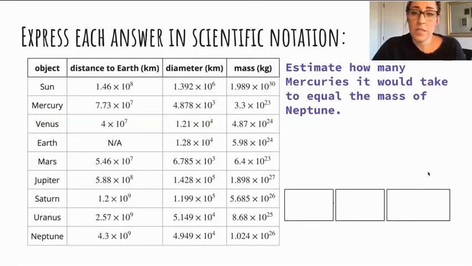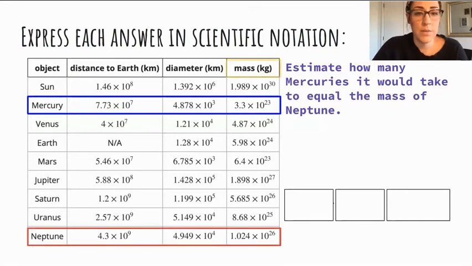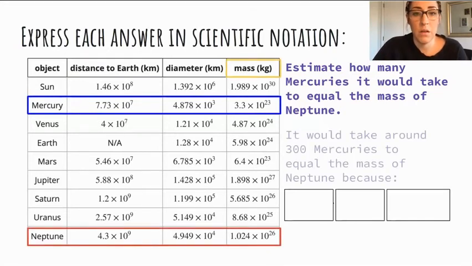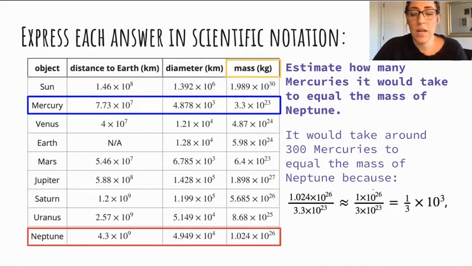And in this last one, estimate how many Mercuries it would take to equal the mass of Neptune. Here's Mercury, here's Neptune. We're focusing on that mass column. So it's going to take around 300 Mercuries to equal the mass of Neptune. And here is why. Looking at the division of the mass of Neptune by Mercury, we're going to estimate that to be 1 and 3 for those leading factors, and then just focus on the remaining component with your powers of 10, and we would end up with 1/3 times 10 to the 3rd, which essentially, again, is a repeating decimal. So that's where we're getting that close to 300.